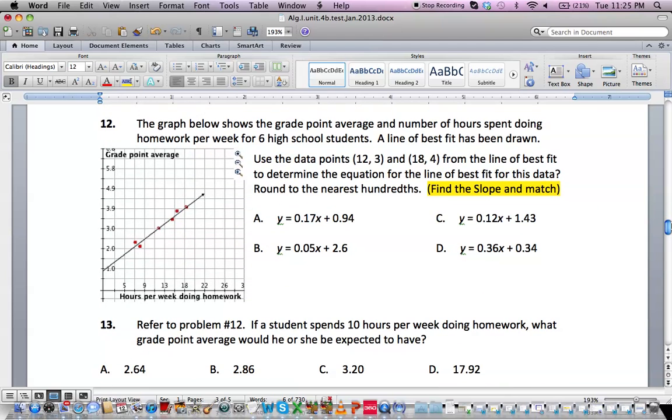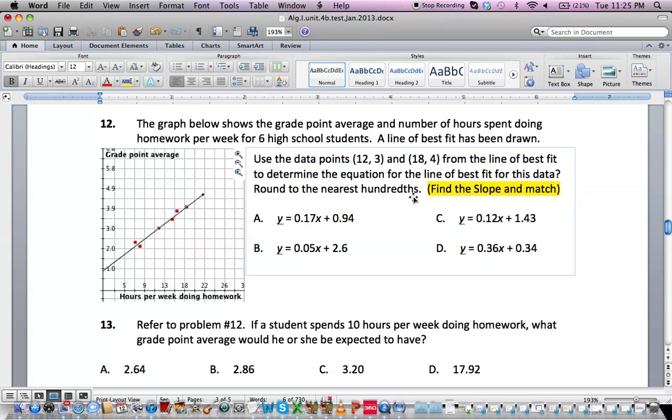Okay. Number 12, the graph below shows the grade point average and number of hours spent doing homework per week for 6 high school students. A line of best fit has been drawn. See the line of best fit. Use the data points 12.3 and 18.4 from the line of best fit to determine the equation for the line of best fit for this data. Round to the nearest hundredths.